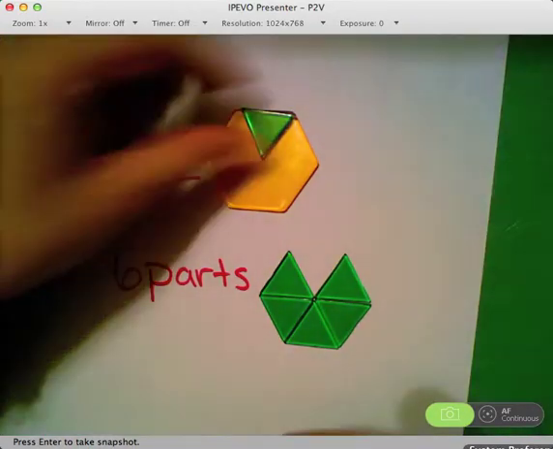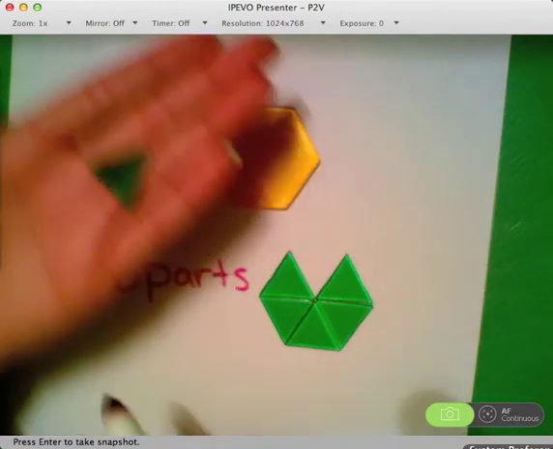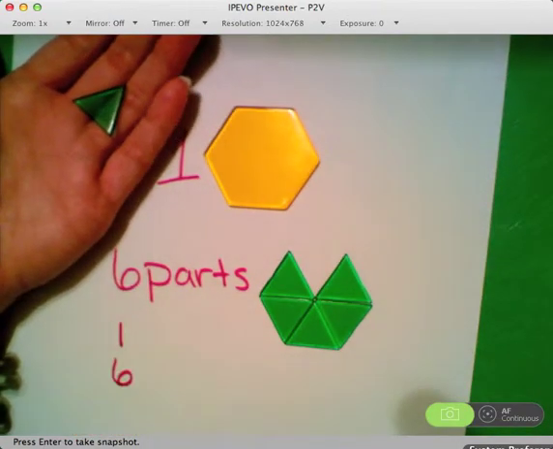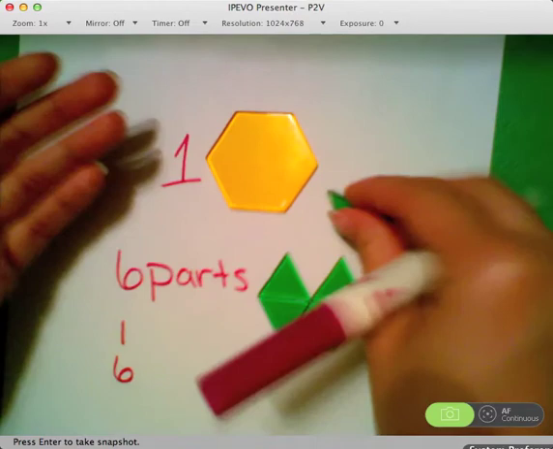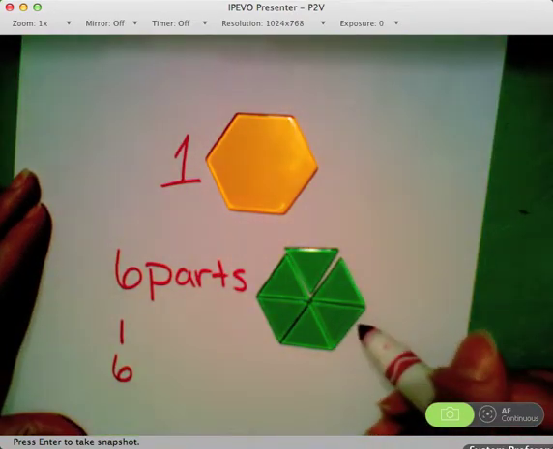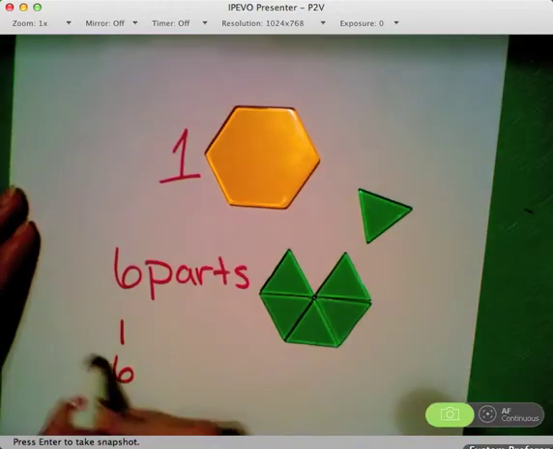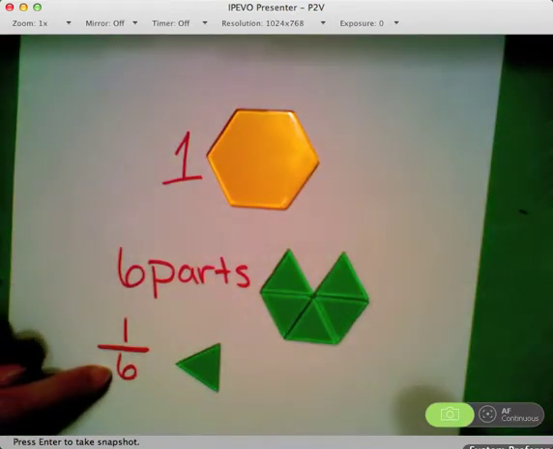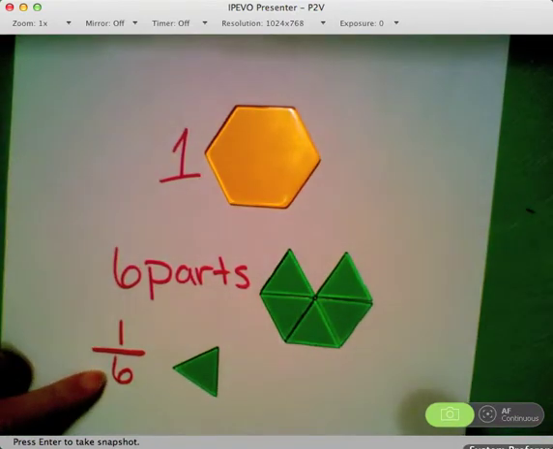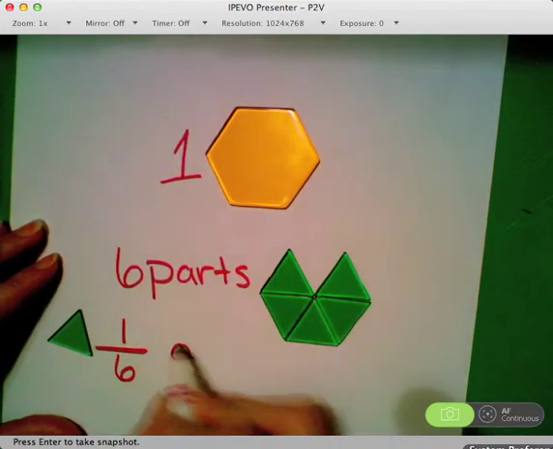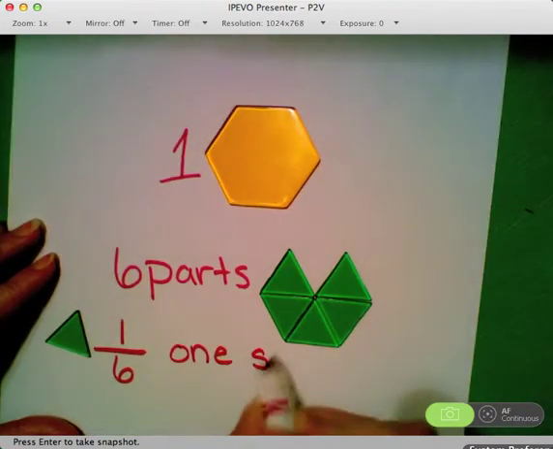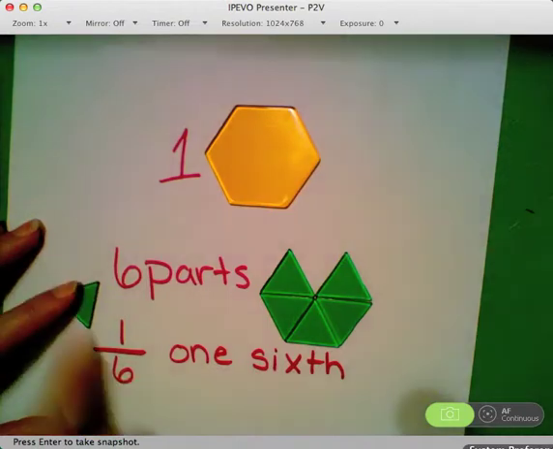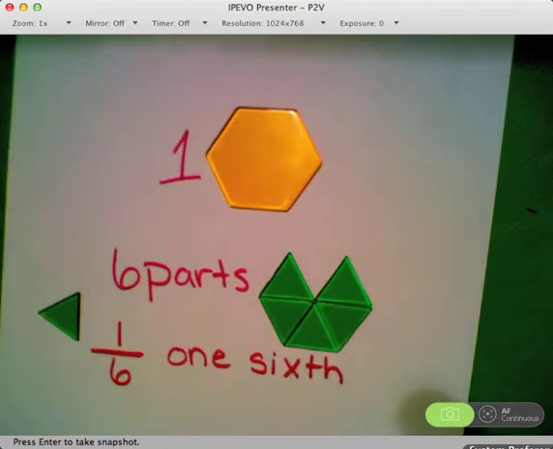Well, let's see. I know I have one piece of a hexagon. Okay. And I know that there are 6 total pieces. Remember? I slide that in, that would make a whole hexagon, and there were 6 pieces in here, 6 parts of it. This one little piece is 1/6 of a hexagon. It looks like this. One sixth of a hexagon.